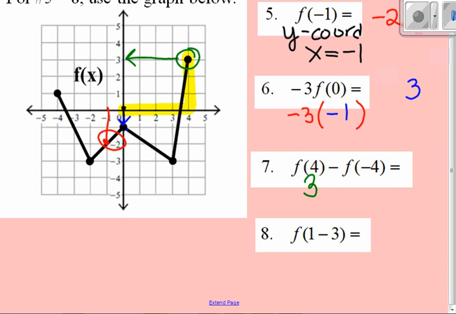Okay, tell me what f of a negative 4 is. By the way, this negative sign is a subtraction sign. It has nothing to do with the f of negative 4. Not yet, at least. Because that means I'm going to subtract the y value of my graph when the x value is negative 4. So when the x value is negative 4, what's my y coordinate? Xavier, what's the y coordinate? When x is equal to negative 4, it's 1. So 3 take away 1, it tells me what to do, is 2.